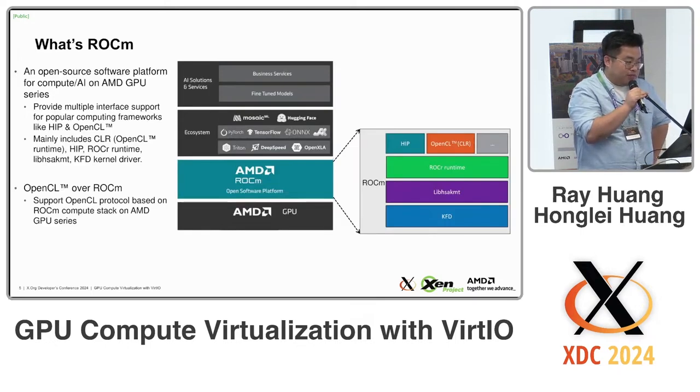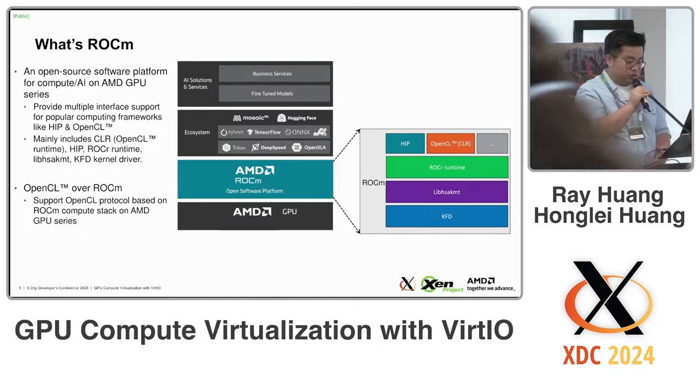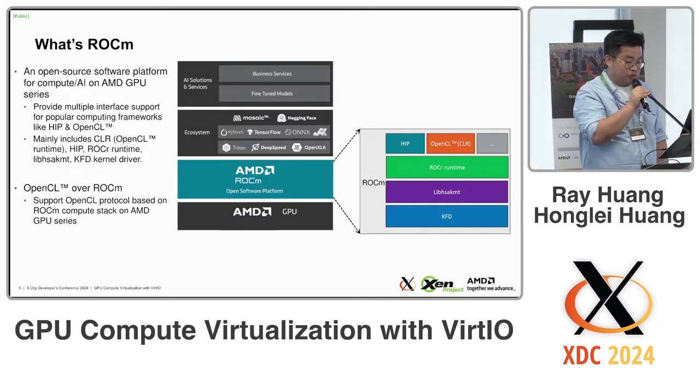And what is ROCm? ROCm is an open source software platform for compute and AI on the AMD GPU series, and we provide multiple interface support for the popular compute frameworks and models, like TensorFlow and PyTorch, for the compute ecosystem. We have a kernel KFD driver and libhsakmt, which is similar to libdrm, and we also have the ROCm runtime, which is similar to Mesa. Based on the ROCm runtime, we have HIP and OpenCL runtime inside of the ROCm stack. This is all for the compute stack, and our OpenCL support is over the AMD ROCm on the AMD GPU series.